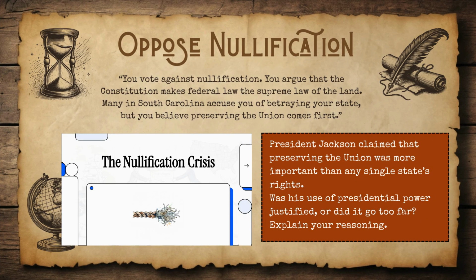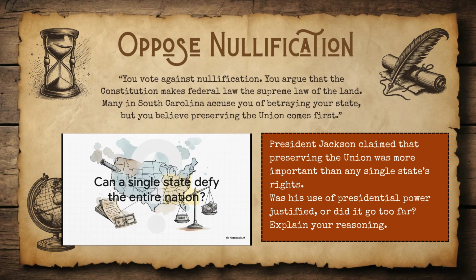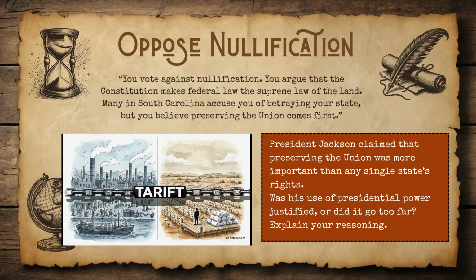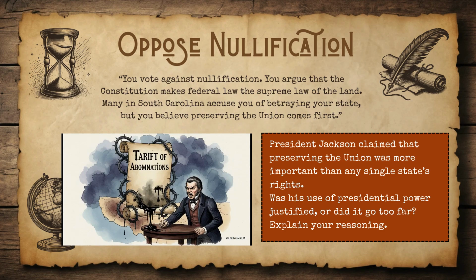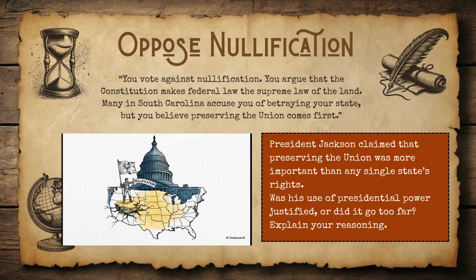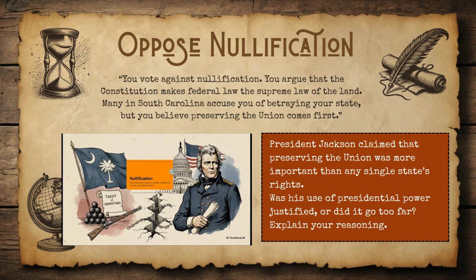All right, let's talk about a time the United States almost completely fell apart. So, can a single state just decide to ignore the entire nation? That was the big question. It all started with a tax, a federal tariff designed to protect industries in the North. And the South? They absolutely hated it. They felt it punished their economy just to help the North. So South Carolina pushed back with a really radical idea, one that came from the top. They called it nullification. The basic idea? A state can just cancel a federal law it doesn't like.